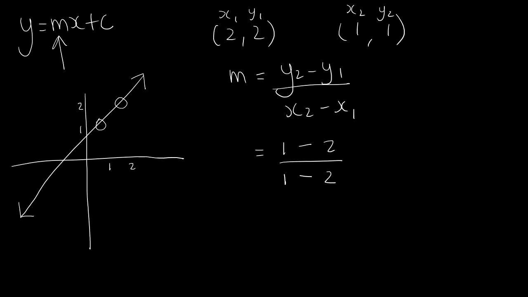Now that we have this, do the calculation. This will be minus 1 over minus 1, and my answer would be 1. So our gradient for this, the m value, is 1.